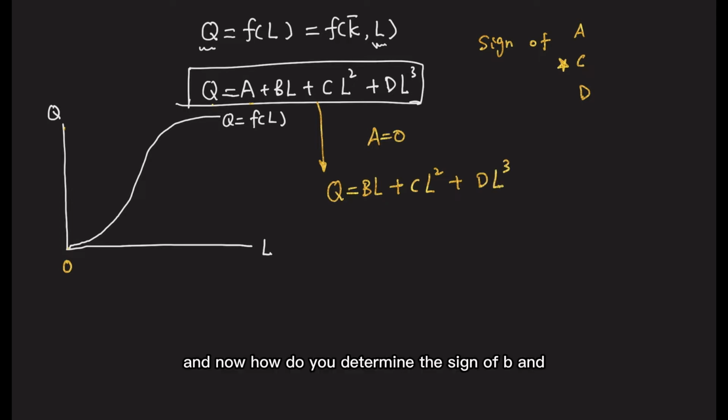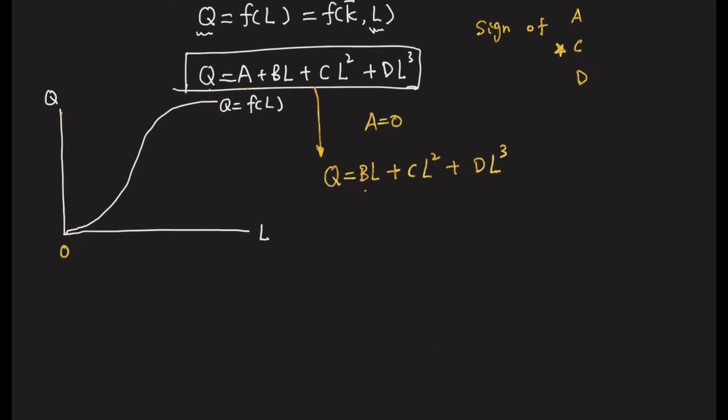And now how do you determine the sign of C and D? It turns out that B is not that important, or with the current information we can't tell the sign of B. Okay, so look at this curve. This is the production function, and you want to determine the sign of these constants, where A, B, C, D are constants. The first thing to look at is the slope, and how the slope changes as the variable labor increases. The slope is positive everywhere.